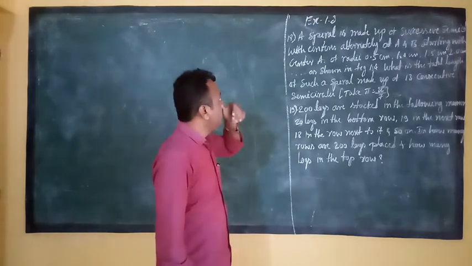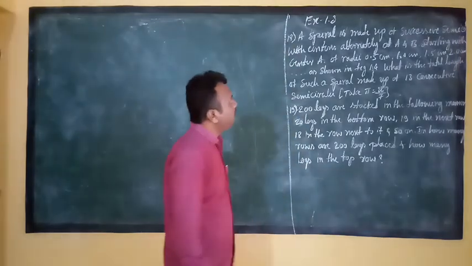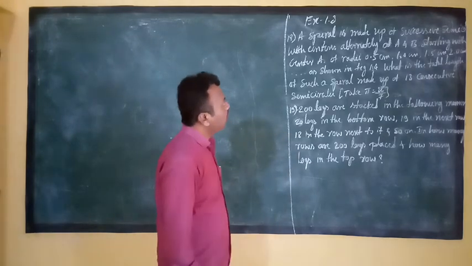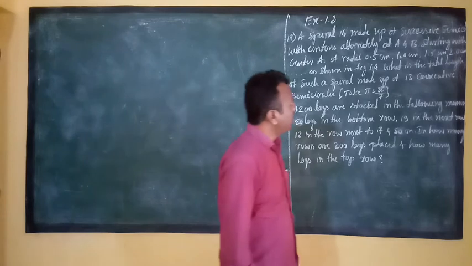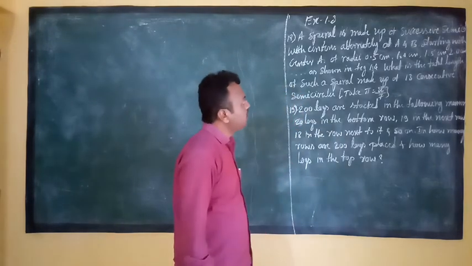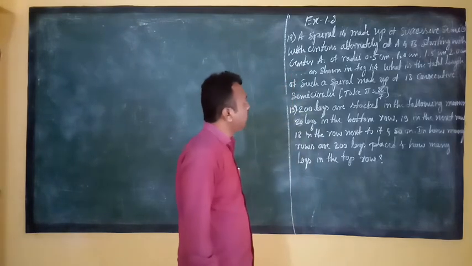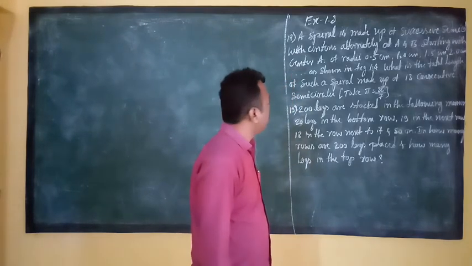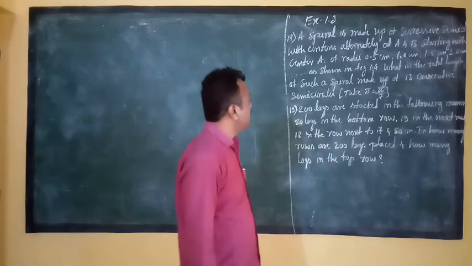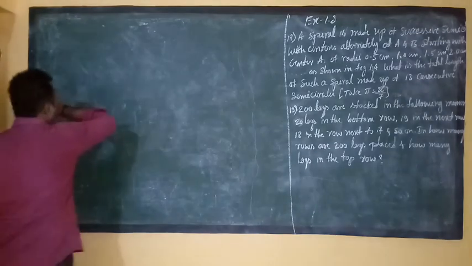Okay students, next question. 18th, a spiral is made up of successive semicircles with centers alternately at A and B, starting with center A of radius 0.5 cm, 1 cm, 1.5 cm, 2 cm and so on, as shown in the figure. What is the total length of such a spiral made up of 13 consecutive semicircles? Okay students, I will draw the diagram.